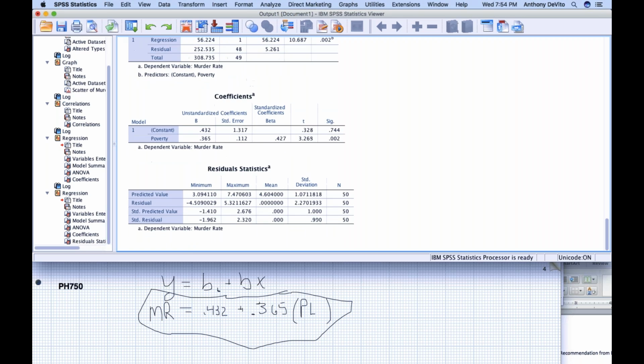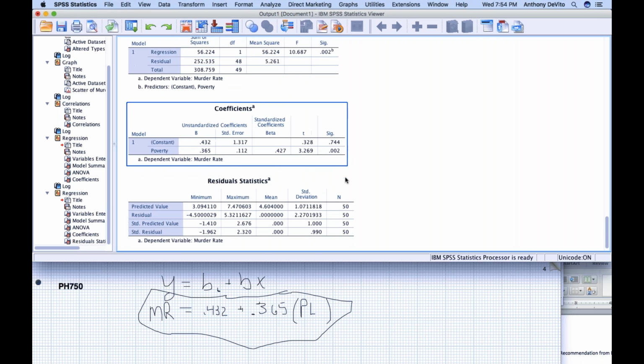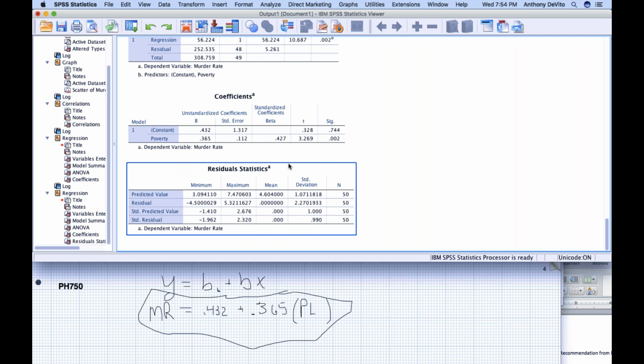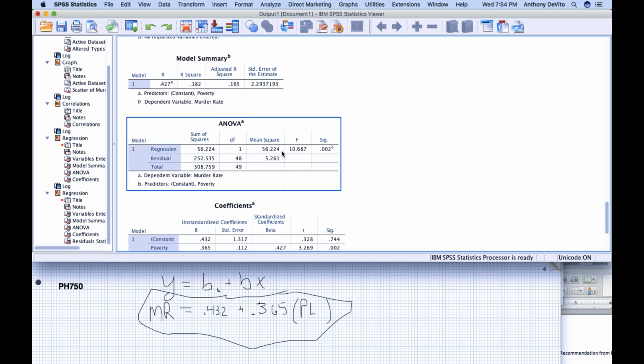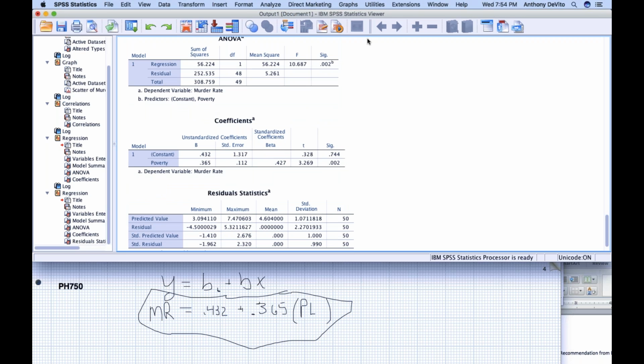Now, SPSS will just repeat the analysis that we just did. The tables look pretty much the same as they did before. There's a little extra table here about residuals statistics. We'll get to that in a second. But the real change here is not in the output table. The real change is that I clicked that Save button and asked it to save the unstandardized predicted values. Predicted values are the values for murder rate.